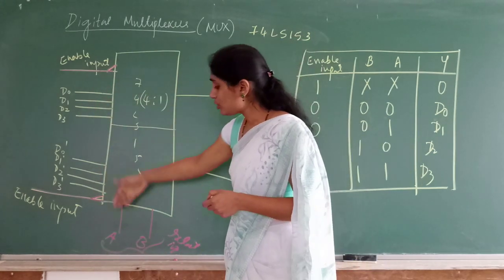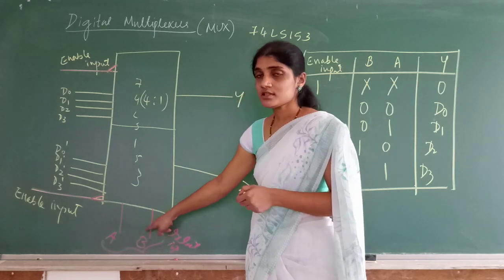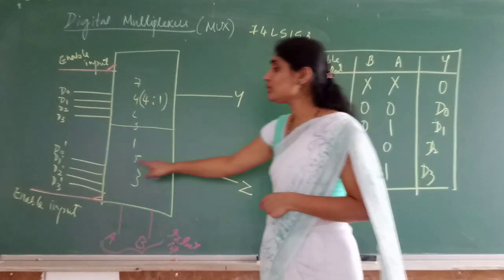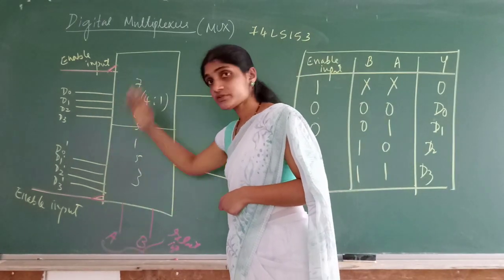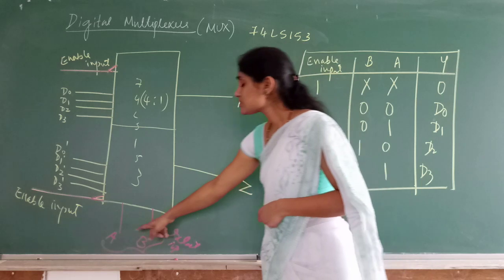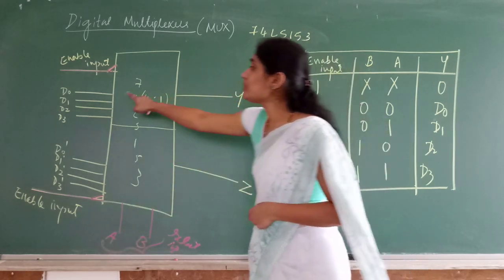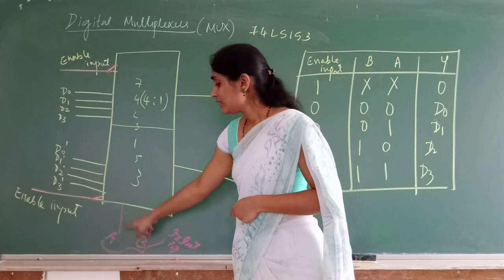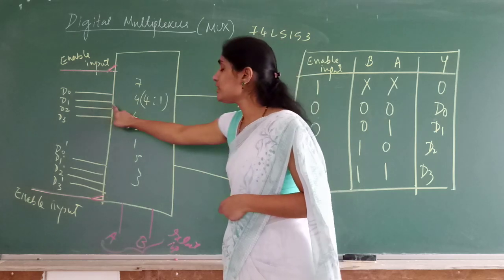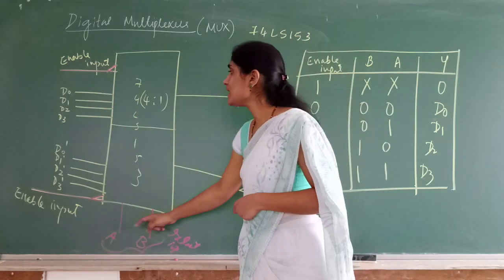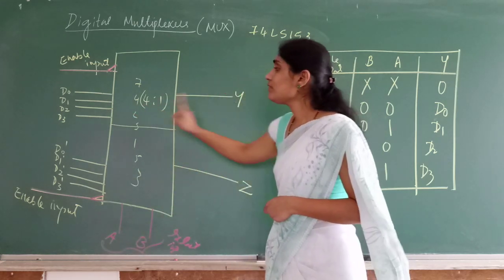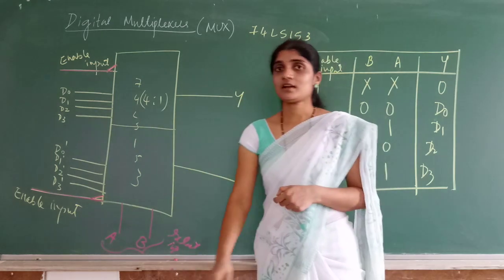If you are using both and giving 00 as select inputs, Y will be equal to D0 and Z will be equal to D0 bar. If you have connected both enable inputs to logic 0, that means you are using both 4:1 muxes. With select inputs 00, Y equals D0 and Z equals D0 bar. With 01, Y equals D1 and Z equals D1 bar. With 1, 0, Y equals D2 and Z equals D2 bar. With 1, 1, Y equals D3 and Z equals D3 bar. That's how it is.